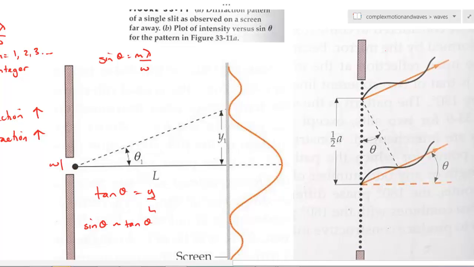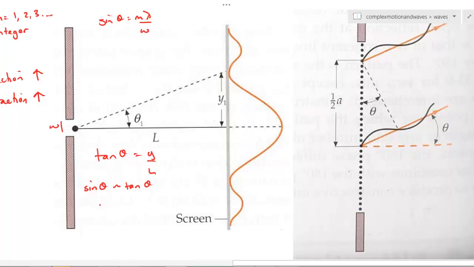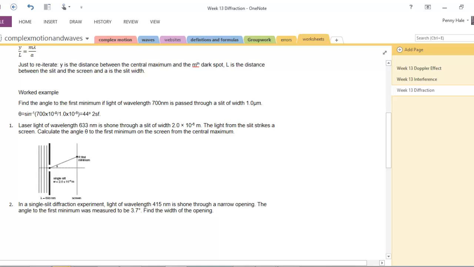So we now can set up an equation for these two. Y over L is equal to m lambda over W. Or if you want to set it up in terms of just y, then you're looking at m lambda L over W. And that is basically giving you the separation of dark bands for single slit diffraction. So that is for minimum. So we can use this relationship to look at various diffraction questions.